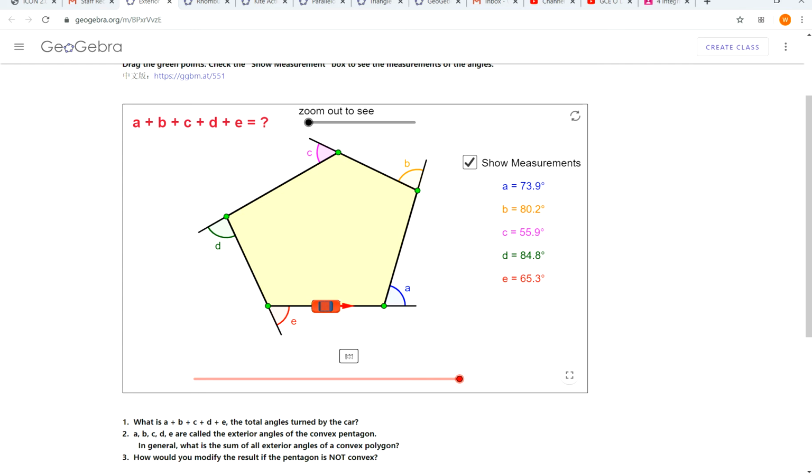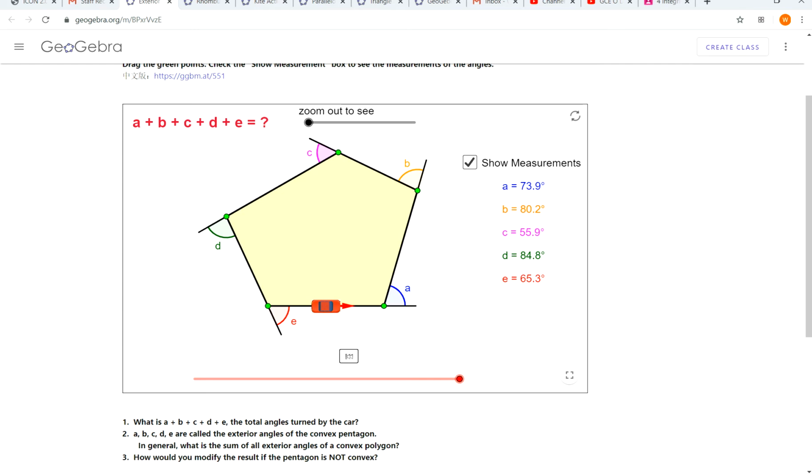Let's ignore this 0.1 first, because of the way that this is designed, it is not very accurate. Okay, but what we are expecting to see is 360 degrees. There is some rounding off over here. That is why you didn't get 360 exactly.